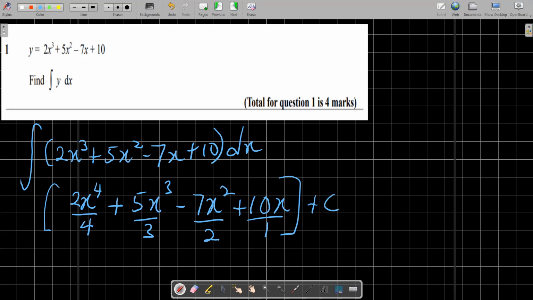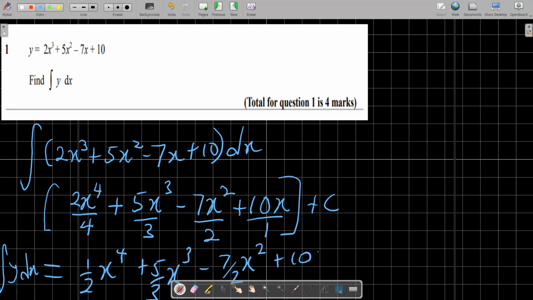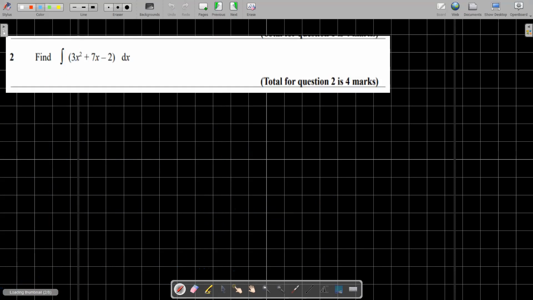Our final answer for this question will therefore be the integral of y dx, which, simplifying, is equal to 1 over 2 x raised to the power of 4 plus 5 over 3 x raised to the power of 3 minus 7 over 2 x raised to the power of 2 plus 10x and then plus the constant c. As you can see, you will get a total of 4 marks for this particular question. Let's go to the next one.